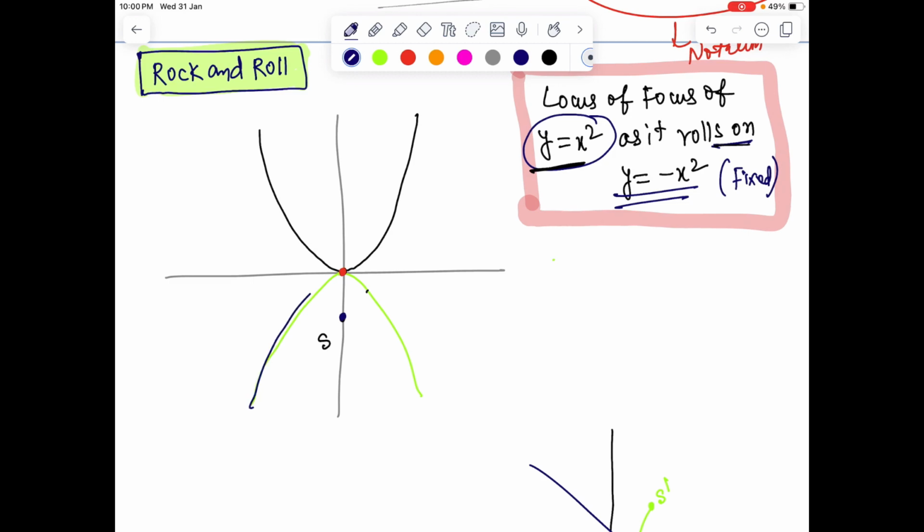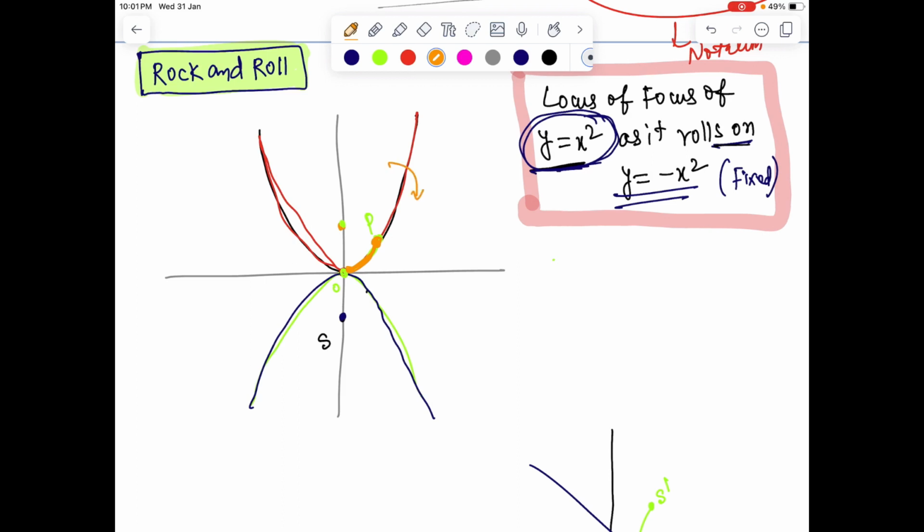So here is a fixed parabola, y equals minus x square. You can see in this diagram, we have a variable parabola y equals x square. We need to find the locus of the focus of y equals x square as it rolls on y equals minus x square. Take a particular point P on the variable parabola. So the length of the arc OP will be fixed, right?